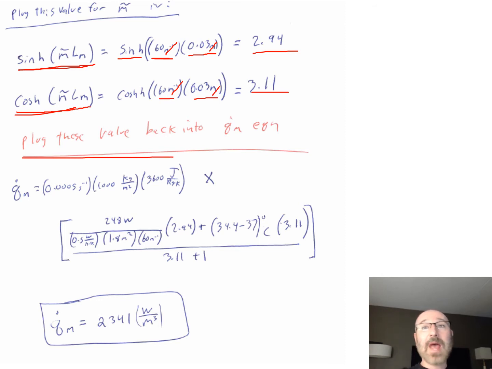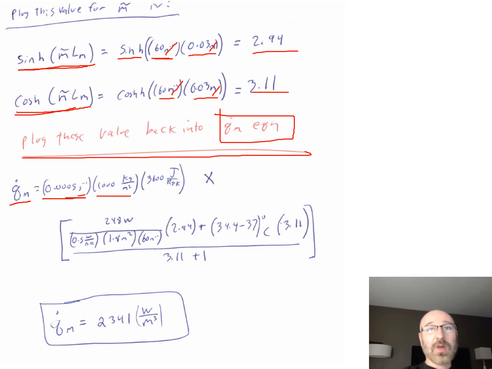And then I'm going to plug those back into my Q dot M equation, which is exactly what I'm doing right here. I now have my Q dot M equal to, when I start plugging in my known values, 0.0005 inverse seconds times my density value, times all my other values from my Q dot M equation. So I now have 248 watts over my 0.5 watts per meter-Kelvin times my area of 1.8 meters squared, now times that M term, 60 inverted meters.